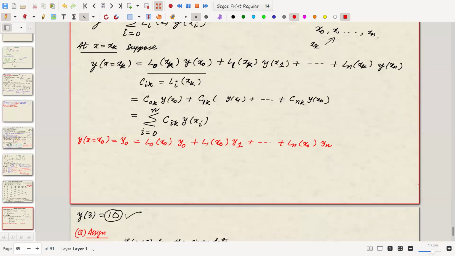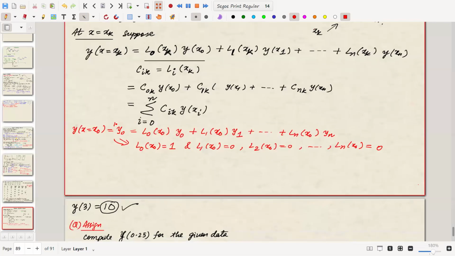It should be 1, then the remaining 0, right? In order to satisfy this, L0 at x0 has to be 1, because this is 1 times y0, this is something times y0, and there is no y0 after this. So it has to be 1, and L1 of x0 equals 0, L2 of x0 equals 0, so on, Ln of x0 equals 0. So I told you, just by one step, you will uncover everything.